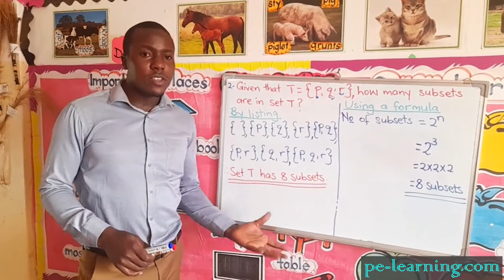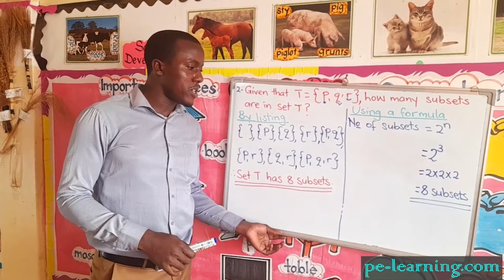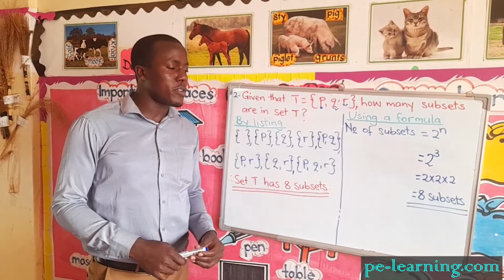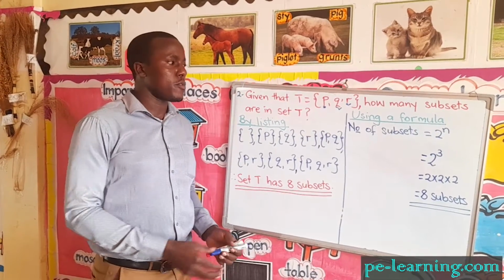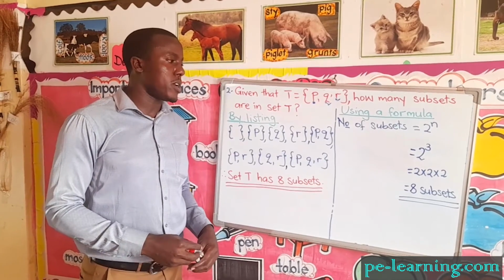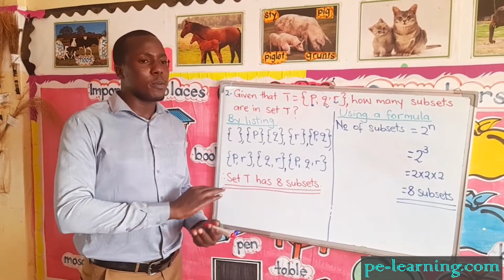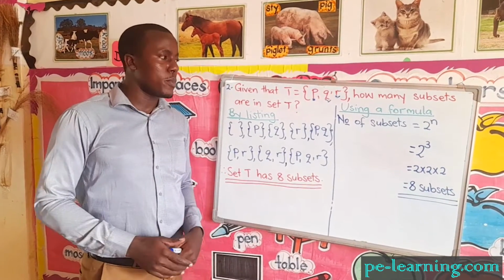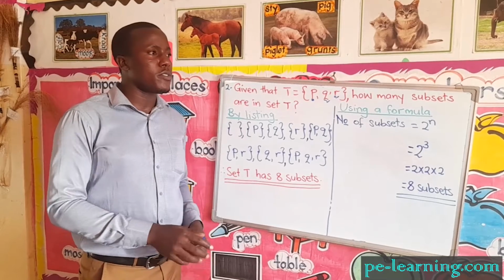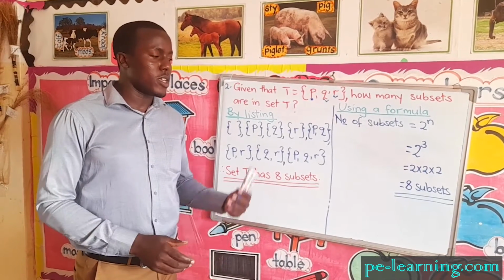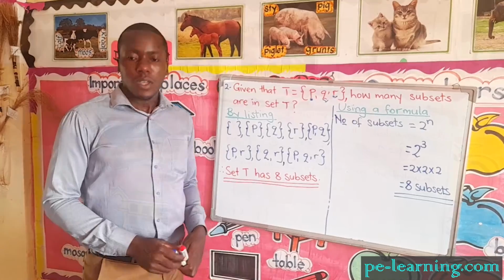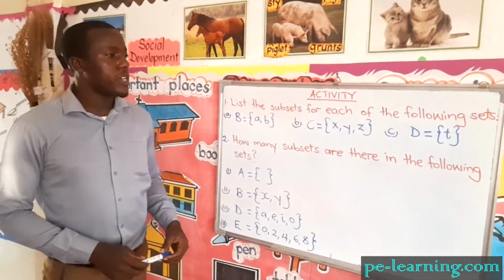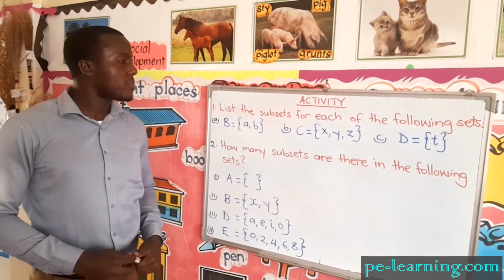So with these 2 examples, I beg to stop here. I want to give you a few questions to try out, following the explanations I've given you. One is going to be by listing, then the second one is going to be using the formula. Follow the instructions, don't just do it the way I've done here. Okay, here is our activity about finding the number of subsets.